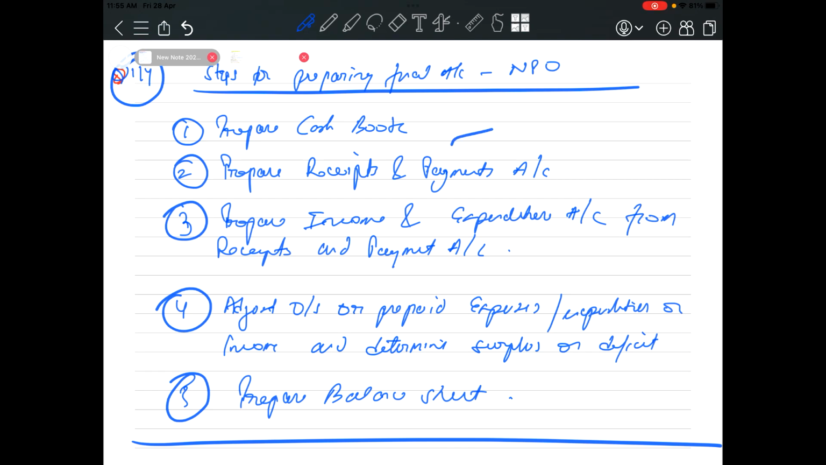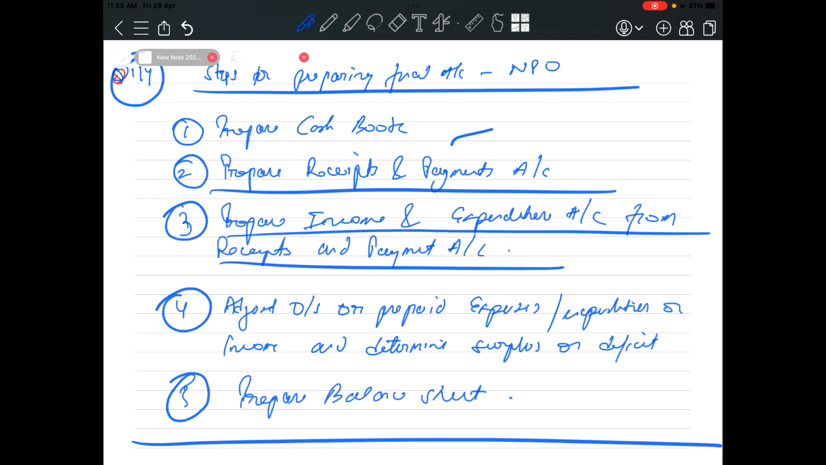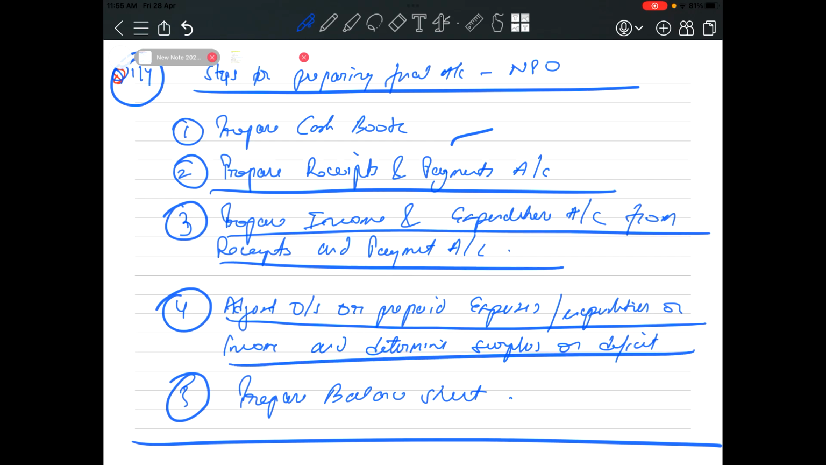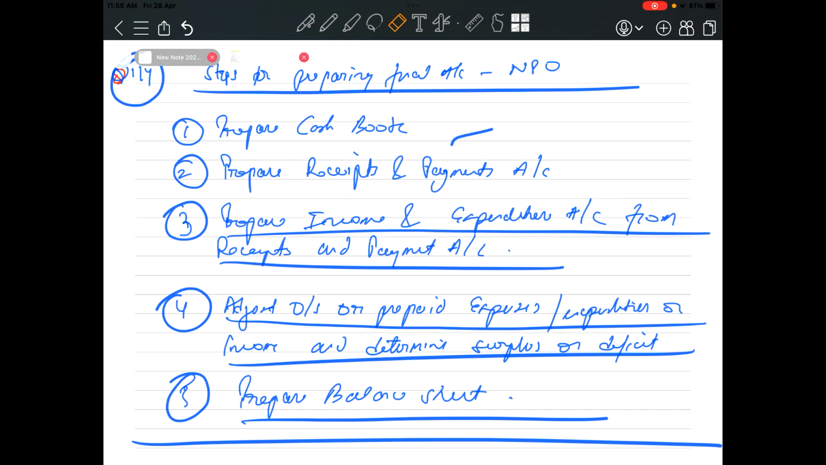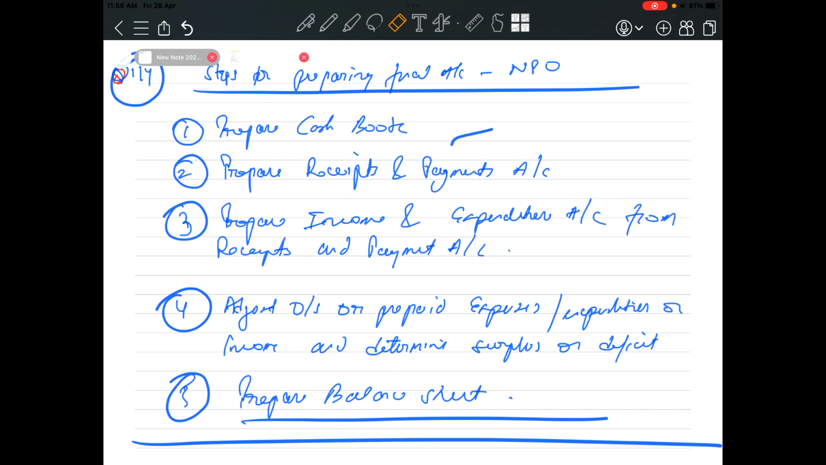First step is to prepare cash book. Second step is to prepare receipt and payment account. Then we have to prepare income and expenditure account from receipt and payment account. Then we have to make adjustments for outstanding and prepaid expenses, and determine surplus or deficit. And the last step is to prepare balance sheet. If you want, you can note this down.